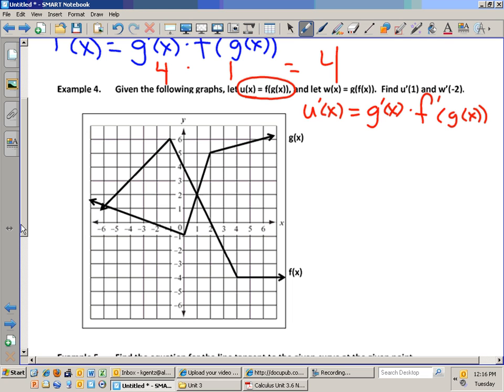So we can do this. We're wondering u prime of 1, right? Well, let's find g prime at 1. We look at 1 right here. Ashley, how do you know it's 3? Ashley is saying, what is the slope? What is the rate of change of the function at x equals 1? And she says that the slope of that line is 3. Excellent.